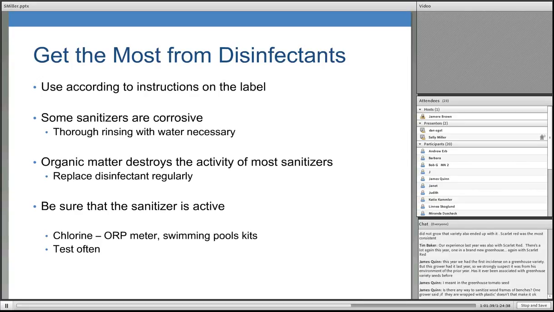Some of the sanitizers and disinfectants are corrosive, like chlorine bleach, for example. Virkon is also corrosive, so very thorough rinsing for tools and surfaces is necessary. Of course, organic matter destroys the activity of these sanitizers. That's how they react, particularly the peroxides and chlorine bleach. So again, that disinfectant needs to be replaced.